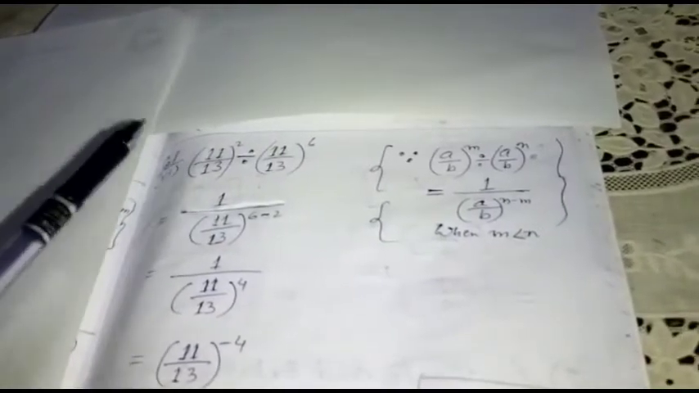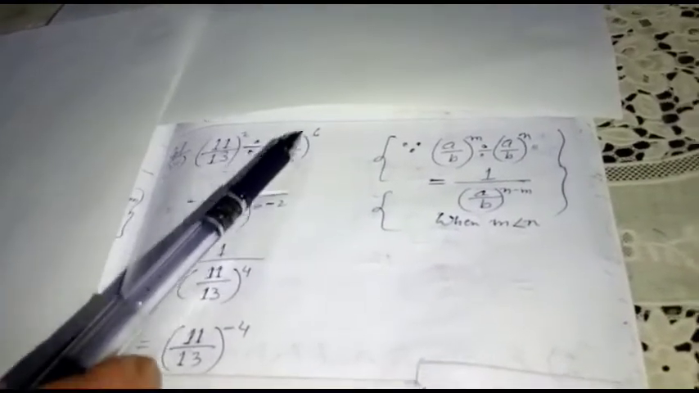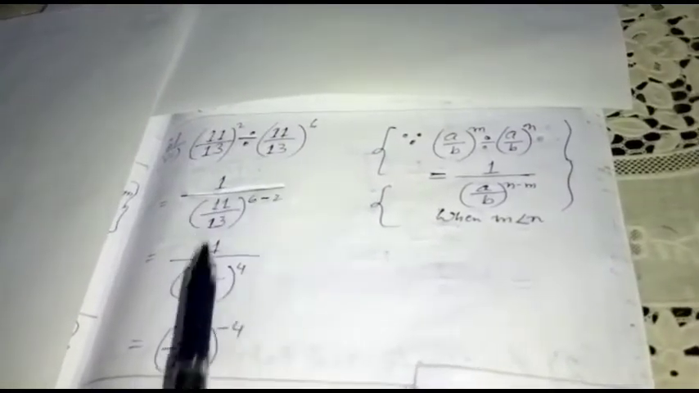Children, I want to take one more question explaining a different formula. The question is (11/13) squared divided by (11/13) to the power 6. In this case, the formula that we will use is (a/b) to the power m divided by (a/b) to the power n. Here our n is 6 and our m is 2, so n is greater. Therefore, what will be the formula? 1 by (a/b), the common base, to the power n minus m, where m is smaller than n, or n is greater than m. So it will be 1 by (11/13) to the power 6 minus 2, that is n minus m. 6 minus 2 is 4.